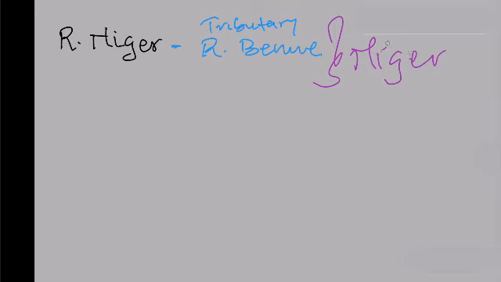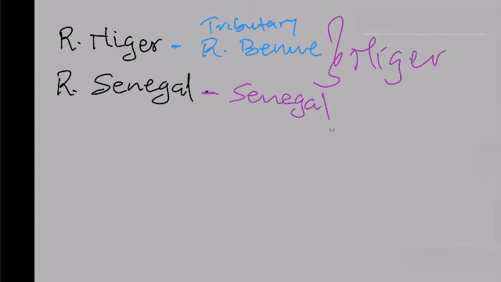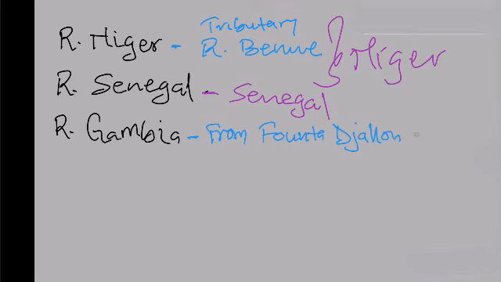So next we have River Niger, which we also said is the third largest river in Africa. It has a number of tributaries. One of them is called River Benue. So Benue is one of the major tributaries of River Niger. Of course, most of it flows through Niger and that. So apart from that, we have River Senegal. So River Senegal is found in Senegal. And then River Gambia flows all the way from Fouta Djallon Plateau, which is found in Guinea.